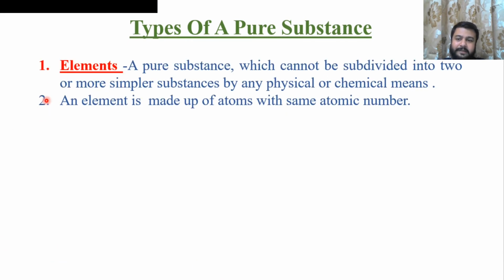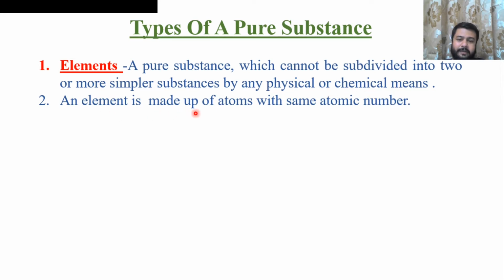The first type is element, a pure substance which cannot be subdivided into two or simpler substances by any physical or chemical means. So element का मतलब क्या है? Which have only one type of atom and which cannot be further subdivided. For example, iron. Now iron contains only iron with it. We cannot subdivide the iron. We cannot break it. हम iron को नहीं तोड़ सकते with the help of any physical method like cutting, hammering or anything, and also not with the help of any chemical method.